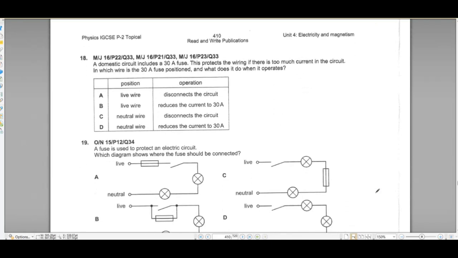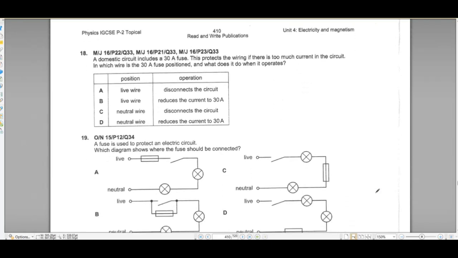A domestic circuit includes a 30 ampere fuse. This protects the wiring if there is too much current in the circuit. In which wire is the 30 ampere fuse positioned, and what does it do when it operates? Okay. The fuse is always positioned in a live wire. Neutral wire or an earth wire has nothing to do with it.